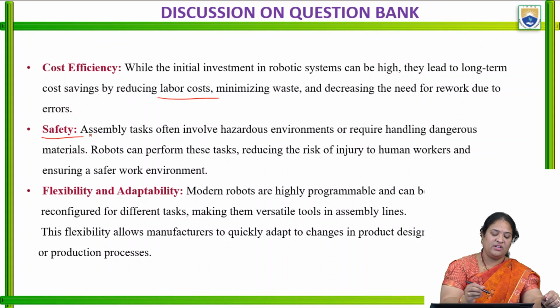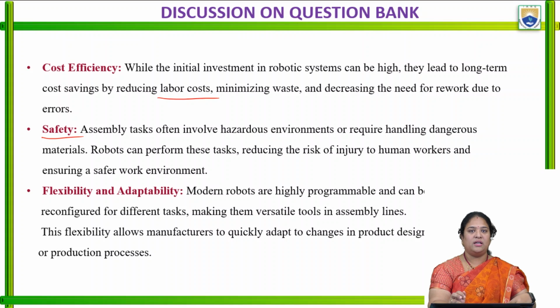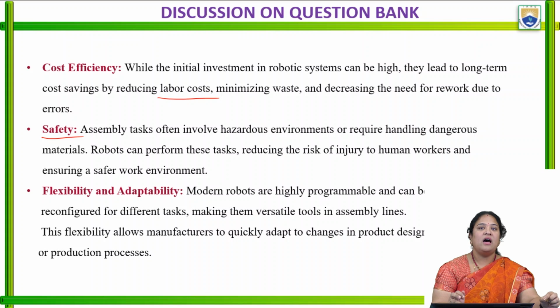And next is the safety. Safety means how it is applicable when we come across a hazardous environment or when we require handling dangerous material. Robots can perform these tasks, reducing the risk of injury to human workers and ensuring a safer work environment. Right? Assembly tasks often involve hazardous environments or require handling dangerous materials. So when we are using robots here, it can be useful for reducing the risk of injury to human workers and also ensures a safe work environment.